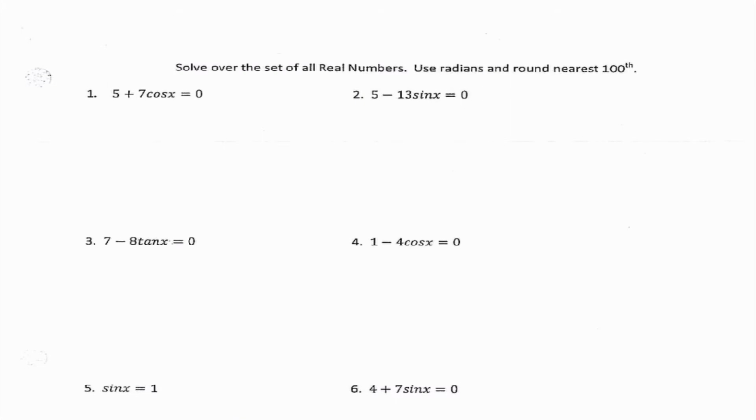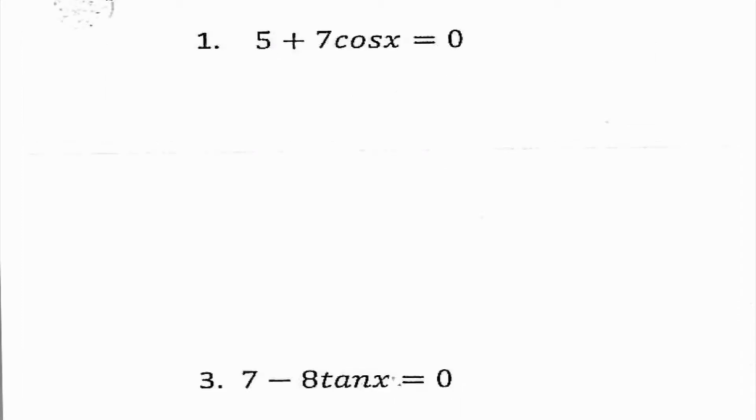So what you guys will see is that today we have two major sets of problems. The first is telling us to solve over the set of all real numbers and use radians and round to the nearest hundredth. So when we see this and it's telling us to round, that means that we need to be using our calculators. So the very first thing that you should do is go ahead and make sure that the mode of your calculator is in radians.